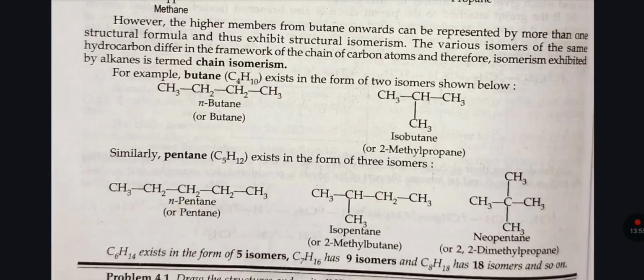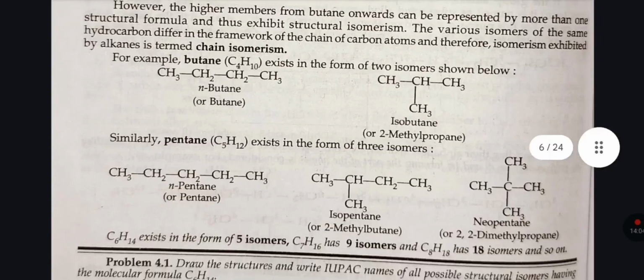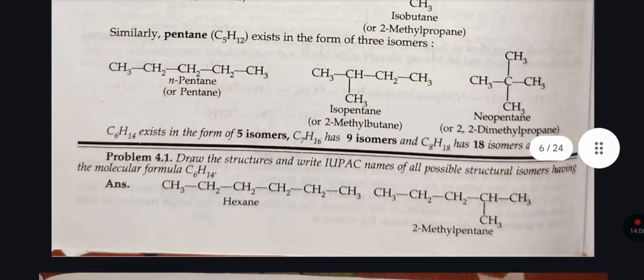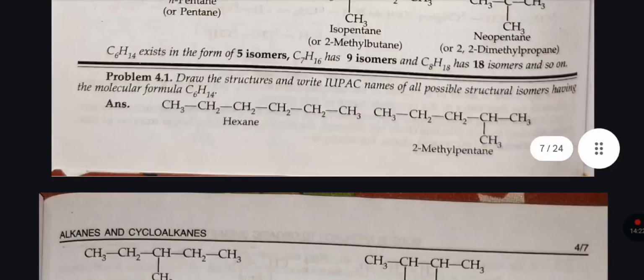For example, butane exists in the form of 2 isomers as shown below, n-butane and isobutane. Similarly, pentane exists in the form of 3 isomers, that is n-pentane, isopentane and neopentane. C6H14 exists in the form of 5 isomers. C7H16 has 9 isomers and C8H18 has 18 isomers, and so on.